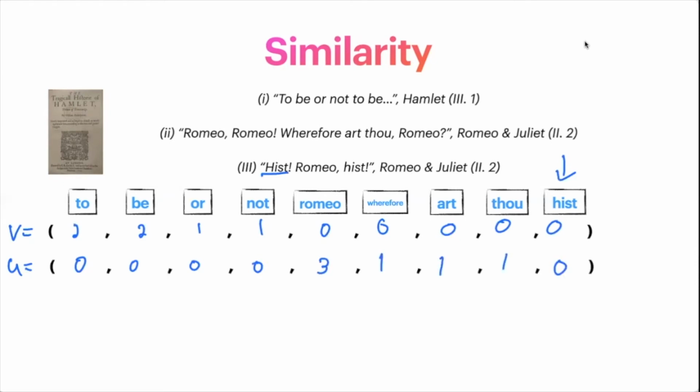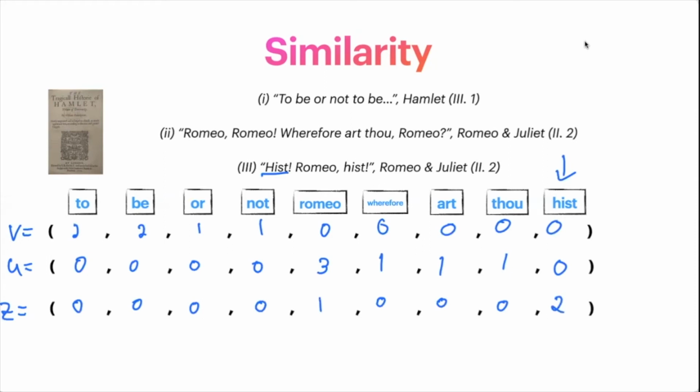If you don't believe me, you're free to pause the video and try to compute the vectors yourself. And this third one I'm going to call Z. It is going to be 0, 0, 0, 0, and then Romeo appears once, the other words do not appear, and the third word, haste, appears twice.